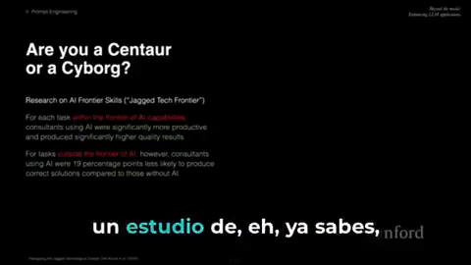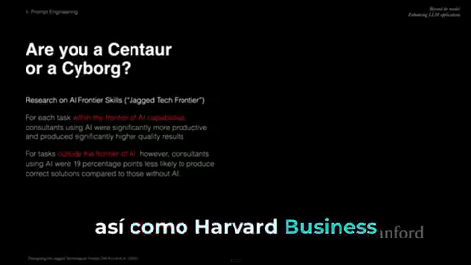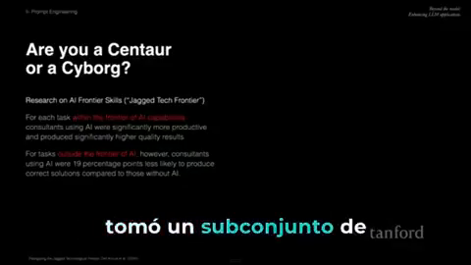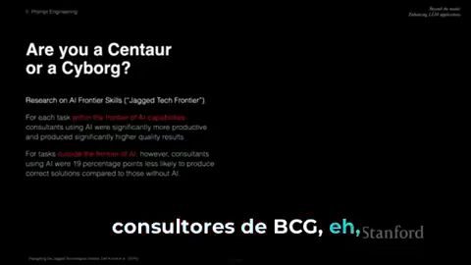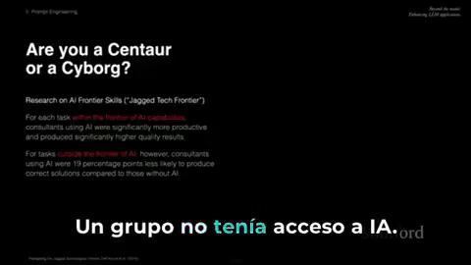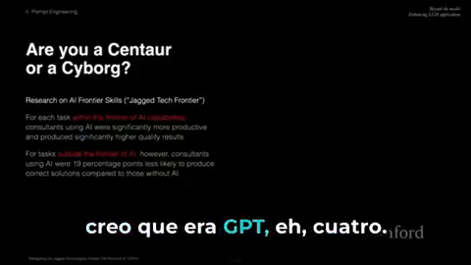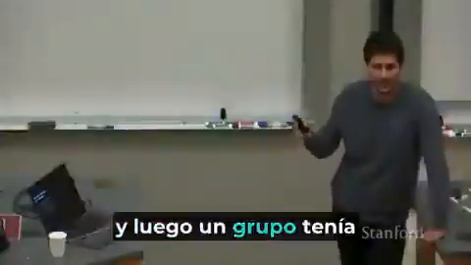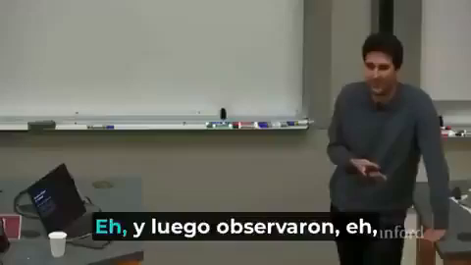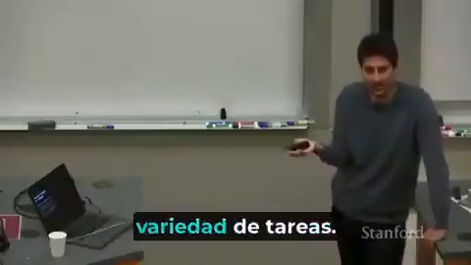There is a study from HBS, UPenn, as well as Harvard Business School and others, that also involved Wharton, that took a subset of BCG consultants, individual contributors, and split them into three groups. One group had no access to AI. One group had access to, I think it was GPT-4. And then one group had access to the LLM, but also a training on how to prompt better. And then they observed the performance of these consultants across a wide variety of tasks.